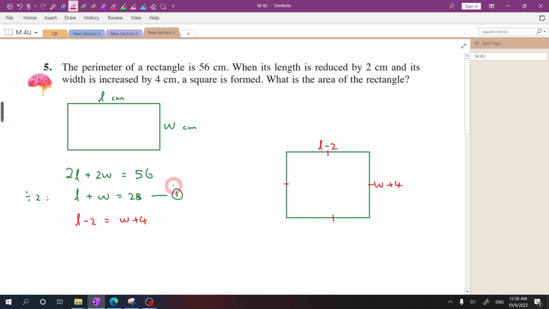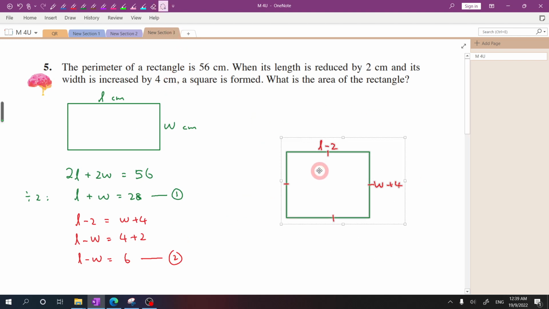So the next step is to try to simplify this equation, make it become simpler. L minus W, the positive W, bring over here, become minus. And I copy the 4 first. Negative 2 bring over here, become positive 2. L minus W is equal to 6. Now we have gotten the second equation.